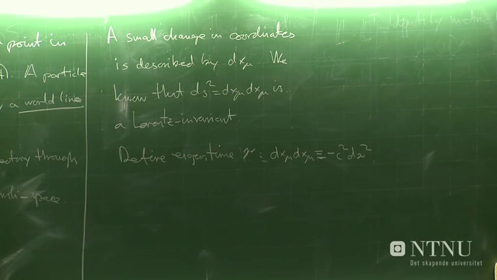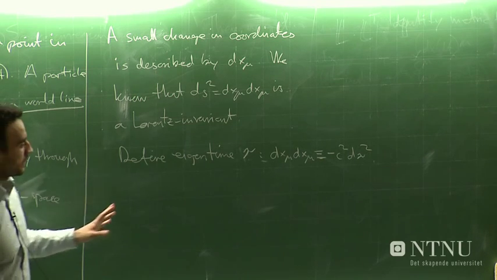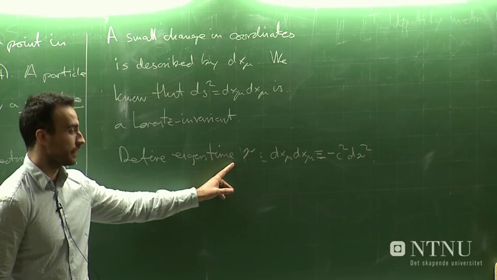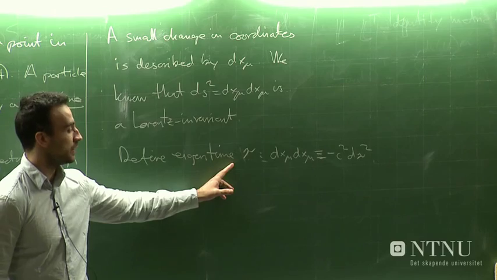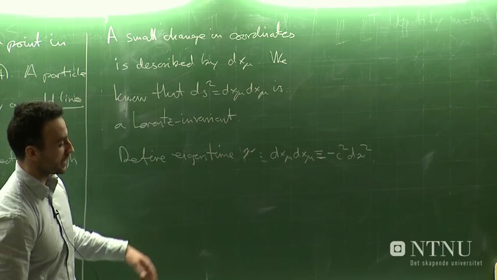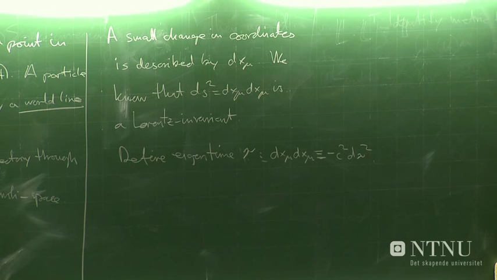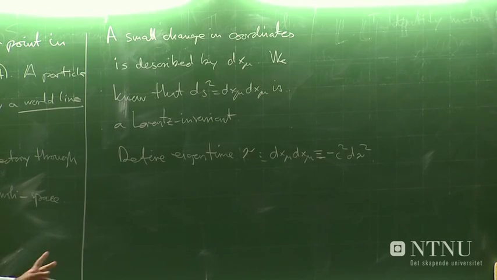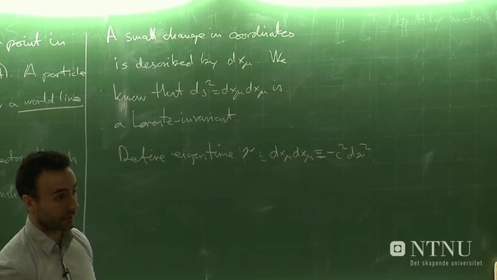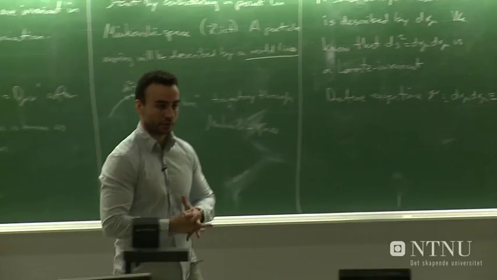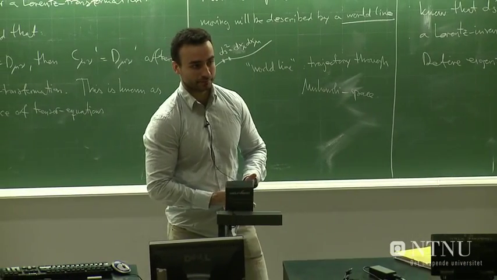So since it's a Lorentz invariant, we may define a constant quantity here, namely the eigentime, which is known as tau. We define it in the following way. And if you're wondering why we define it in this way and why it's called eigentime, I encourage you to come to the next lecture.